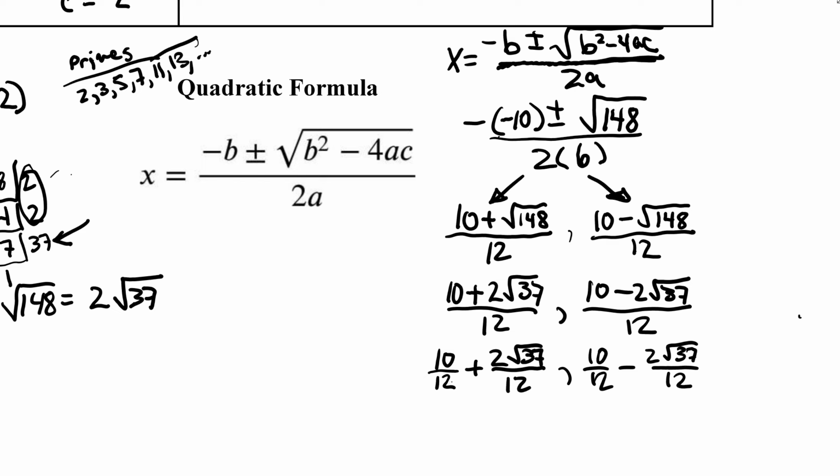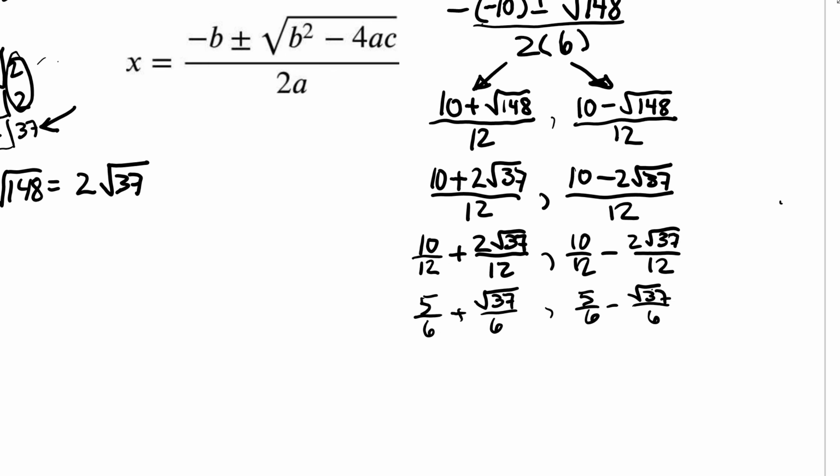And then I can simplify this. 2 will go into both 10 and 12, so that becomes 5 over 6, plus, and 2 goes into itself. Obviously, it also goes into 12, so those cancel, leaving the square root of 37 over 6. And the same thing would happen over here, then this would be 5 over 6 minus root 37 over 6.